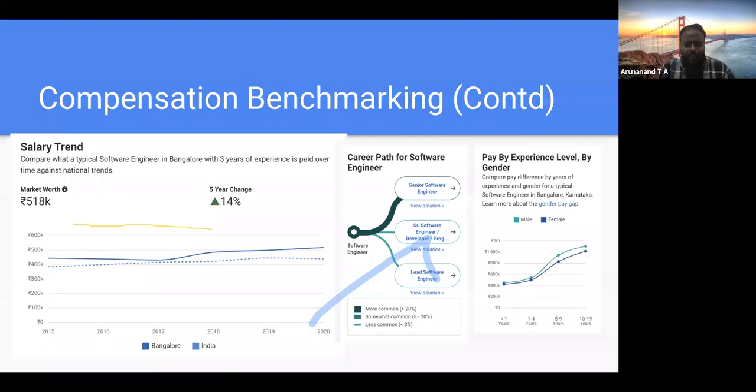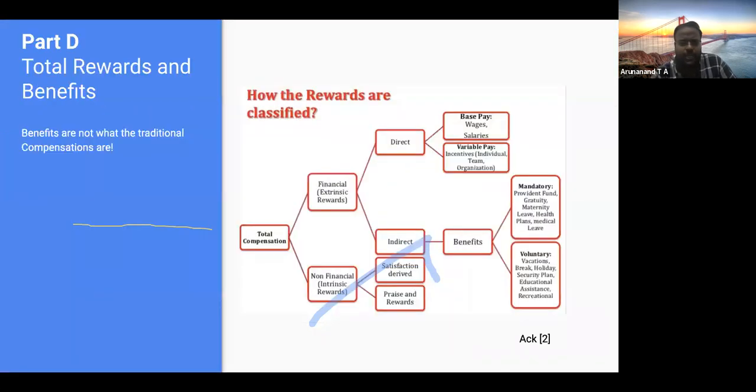So this is another graph that I got from the PayScale website. This is the year-on-year change for the software engineer position. In 2015, they were given 4 lakh rupees for 3 years, and now they are given 4.5 lakhs. That's the average. So this is the pay level, experience, etc. So a lot of data that you get, and you can take an informed decision based on this.